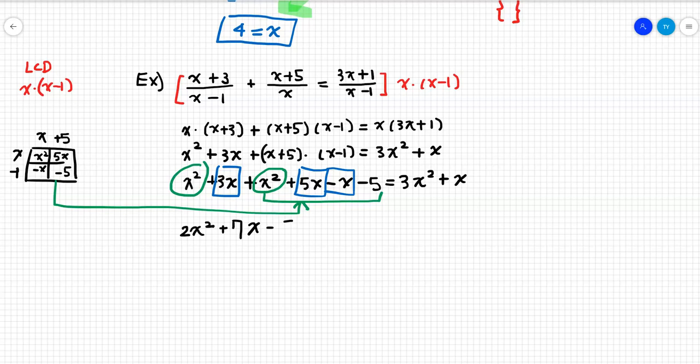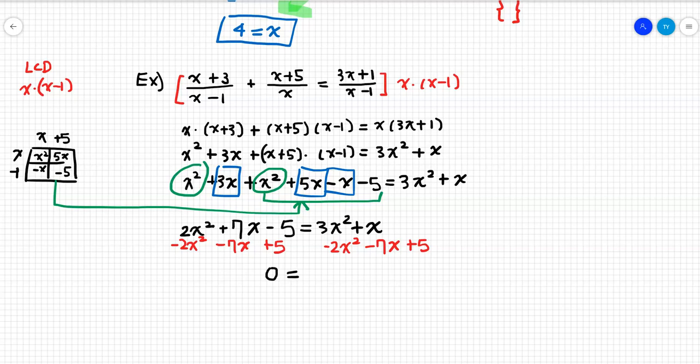And then I have minus 5 equals 3x squared plus x. Now remember, this is a quadratic equation, so we have to put all the terms onto the other side, and make one side equal to 0. So we're going to subtract everything here, minus 2x squared minus 7x plus 5, and do the same thing over here, minus 2x squared minus 7x plus 5. So that means the left-hand side is going to be equal to 0.